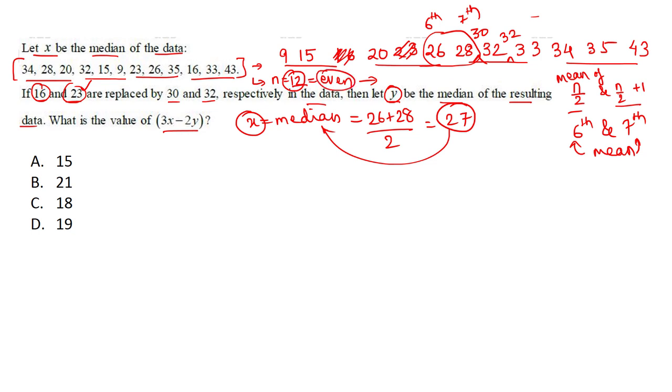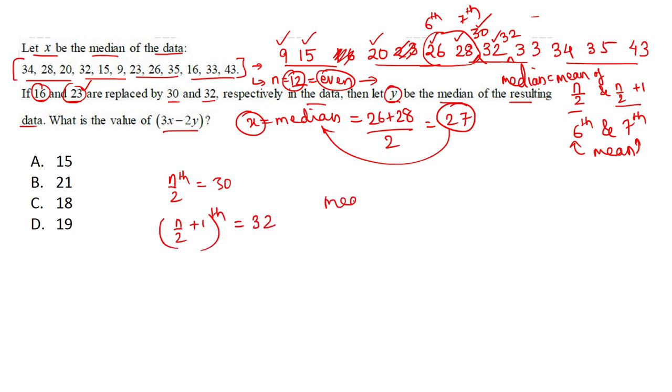Again, if n is even, what is the median? Median is going to be the mean of the n by 2th term and the n by 2 plus 1th term, the 6th and 7th term. So let's count the 6th and 7th term. First term, second term, third term, fourth term, fifth term, sixth term and seventh term. So the n by 2th term comes out to be 30, and the n by 2 plus 1th term comes out to be 32.